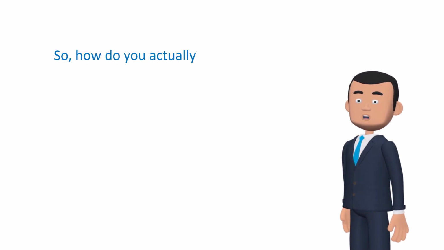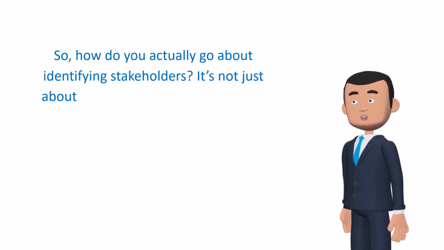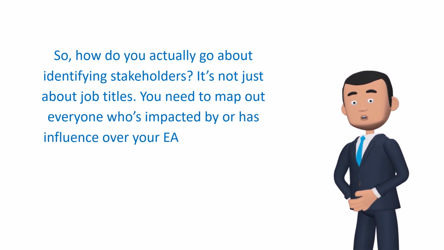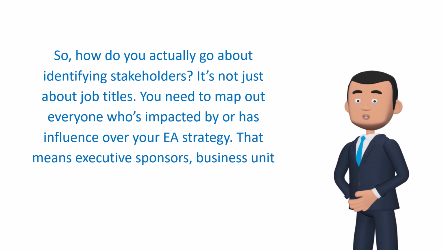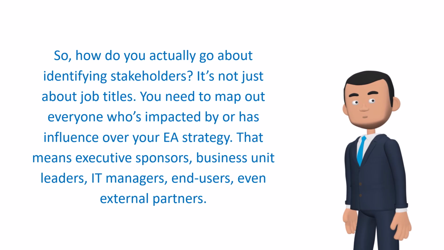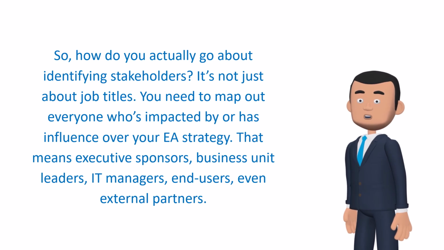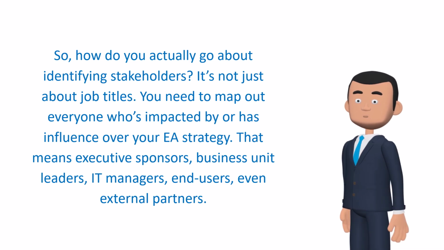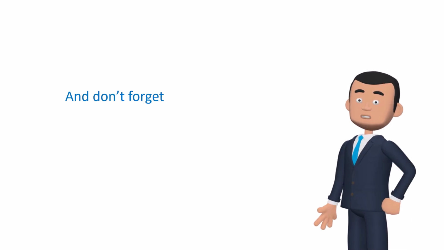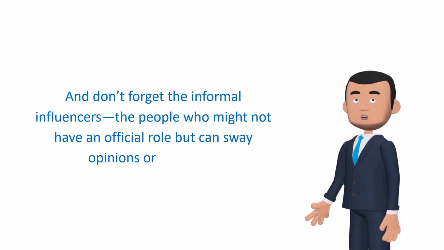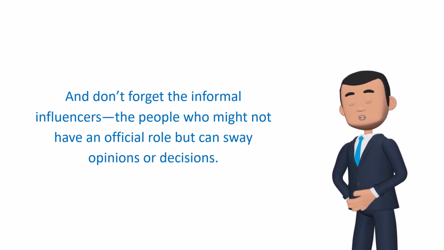So, how do you actually go about identifying stakeholders? It's not just about job titles. You need to map out everyone who's impacted by or has influence over your EA strategy. That means executive sponsors, business unit leaders, IT managers, end users, even external partners. And don't forget the informal influencers, the people who might not have an official role but can sway opinions or decisions.